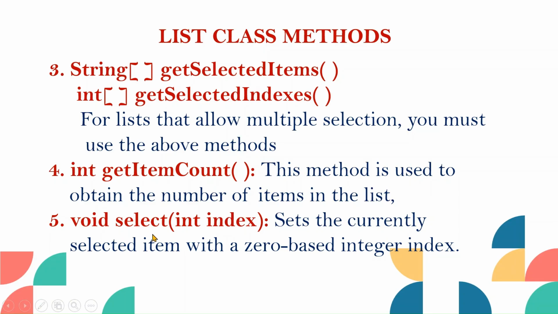Now if you want to select any of the items by default, you can write a method called select, and you give the index number which you want to select by default. It sets the currently selected item with a 0 based integer index. So since the index starts from 0, you need to check how many elements are there. Based on that, the index number you need to write in this select method. Then that particular item will be selected by default when you execute your application.